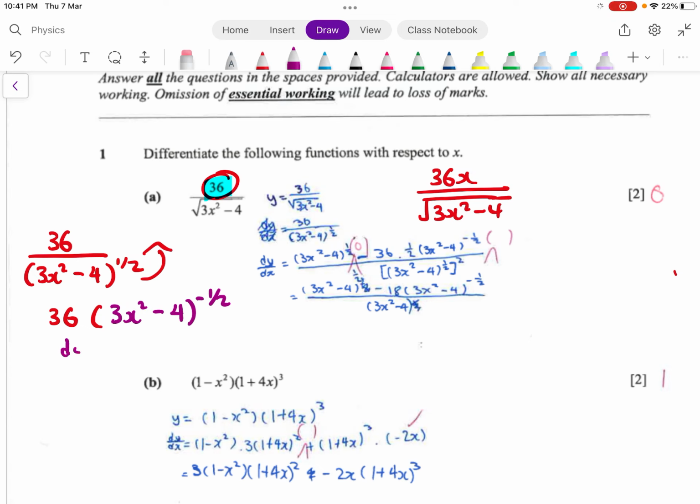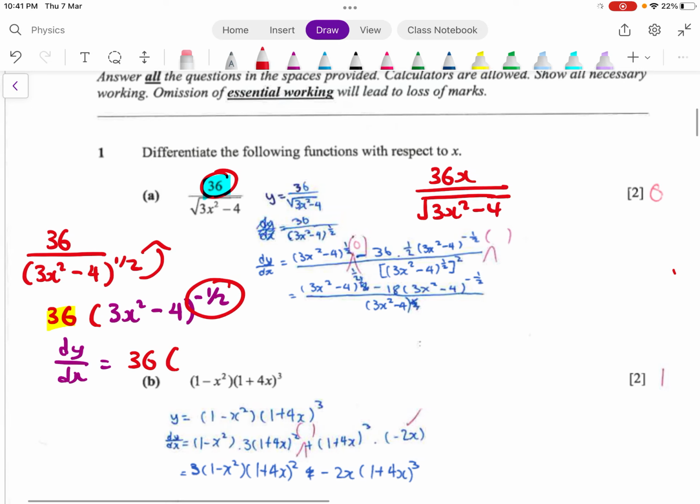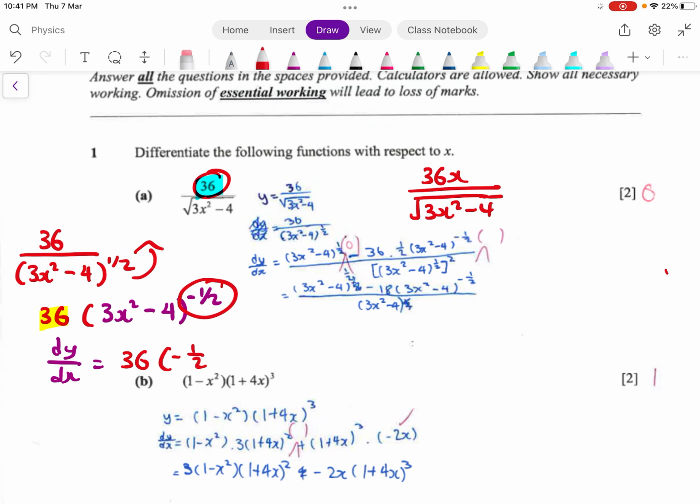So dy/dx is equal to 36, just put it aside. Then the power, you bring down, so it's negative half, times (3x squared minus 4) bracket to the power of negative half minus 1, which is negative 3 over 2. But of course, don't forget to differentiate inside the bracket, which means you will get 6x. So overall, you should get negative 18 times 36.